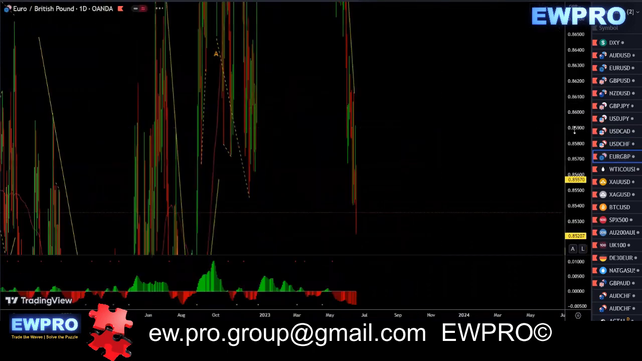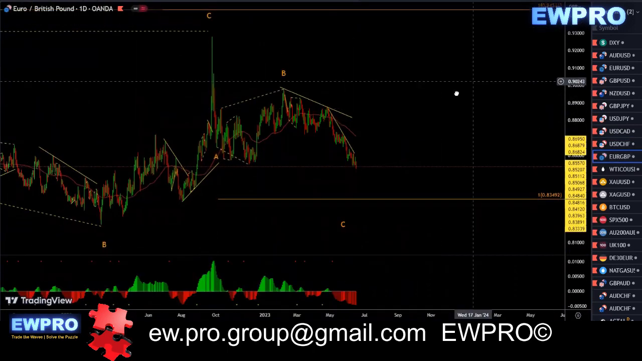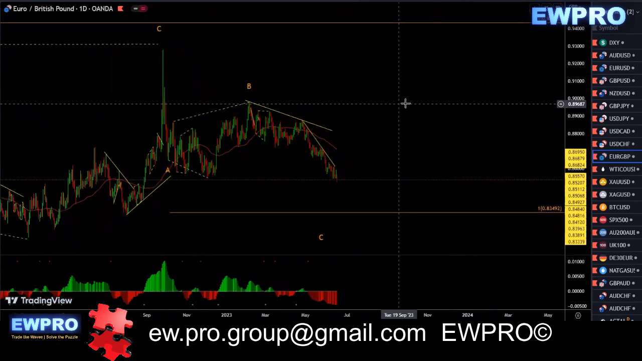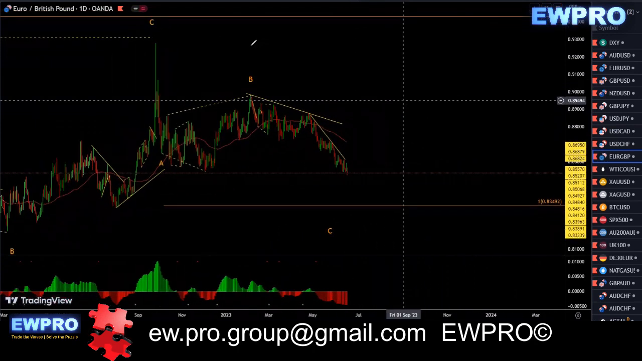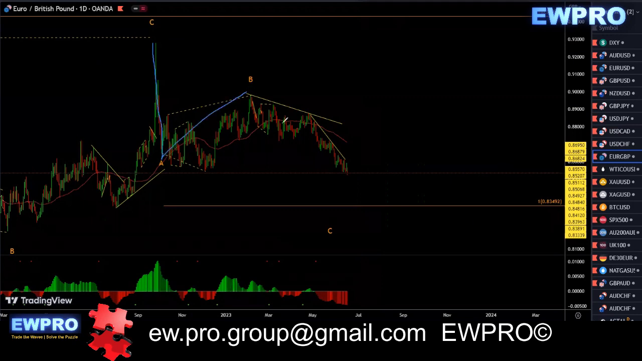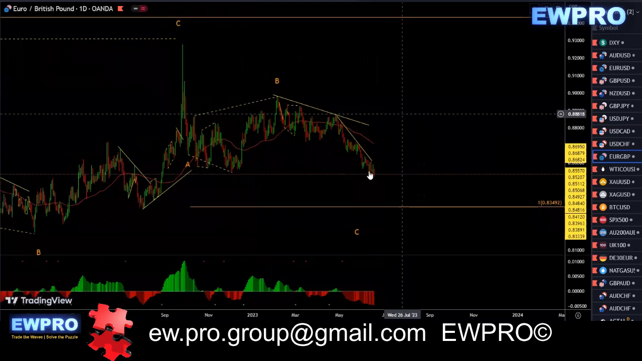EG on the daily. This one finally started to go a couple of weeks ago, but we're looking at that A, B, C. It can come down to this 100 fib. This was quite difficult when it was over here, because it was so slow. I was looking for a C down, but it was more corrective for another one up. It's finally started to go. So it has been quite difficult to trade this one.